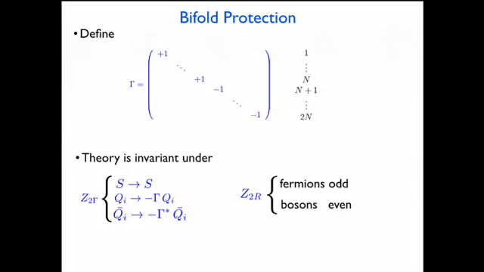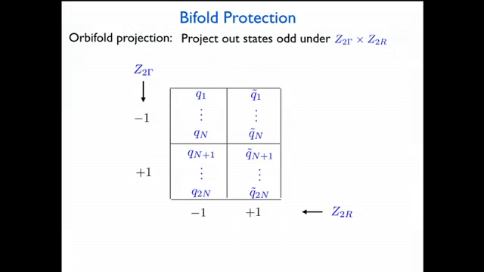Okay? So the theory is invariant under this, but now I'm going to ask that the states that are odd under the product of these two symmetries are projected out. So this is sort of like an orbifold projection. You can think of this as being an extra-dimensional theory, and this would be like a boundary condition. So I'm going to say this will be like a boundary condition projecting out states that are not even under this product. So here is the Z2 gamma.